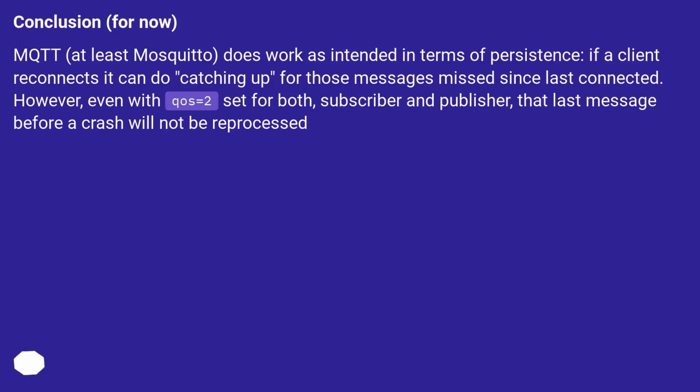Conclusion, for now: MQTT, at least Mosquitto, does work as intended in terms of persistence. If a client reconnects, it can do catching up for those messages missed since last connected. However, even with QoS equals 2 set for both subscriber and publisher, that last message before a crash will not be reprocessed.